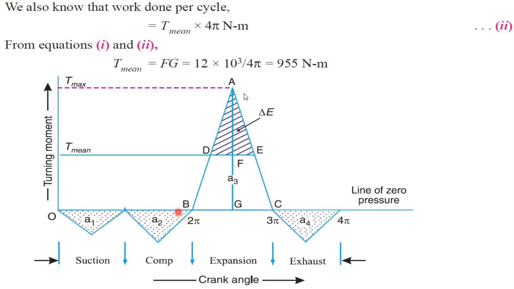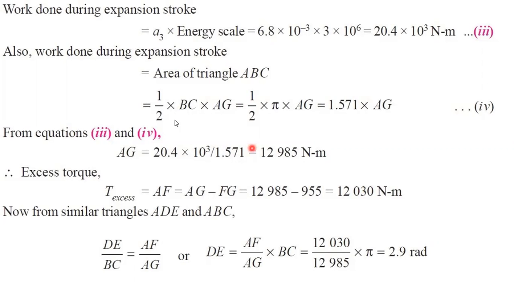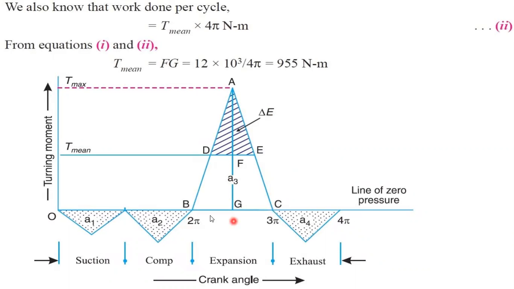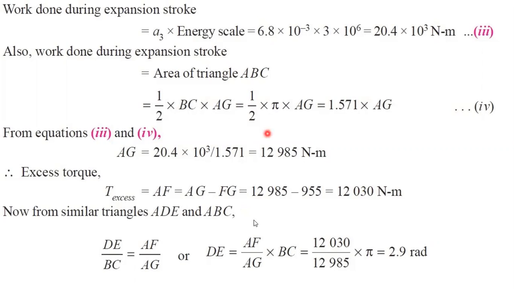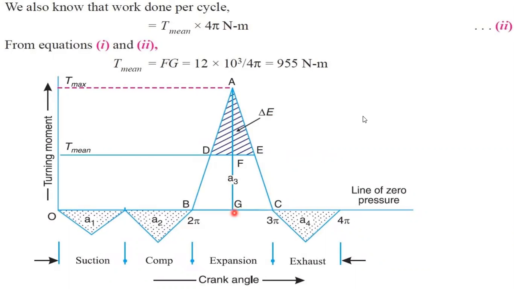Take this triangle ABC. So automatically half into base into height, so half into BC into AG. So half into BC is nothing but pi. 3 pi minus 2 pi, we will be getting pi. So BC is pi, and AG value we need to determine. AG is the height we need to determine. So keep as it is.